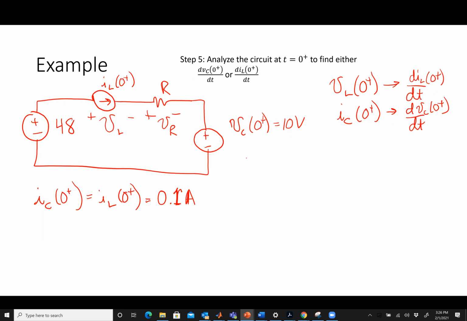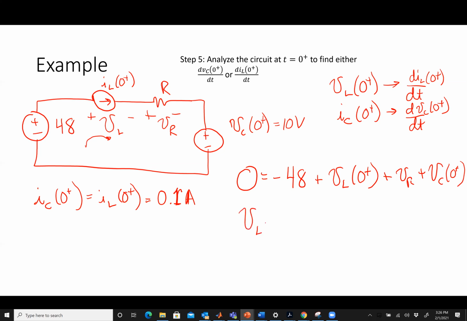KVL, right? So I'm going to do 0 equals, and my KVL I usually do going clockwise. I'm going to say 0 minus 48 plus VL of 0 plus, that's the voltage across this current source, plus V sub R plus V sub C of 0 plus. If I rearrange this, VL of 0 plus equals 48 volts minus V sub R minus V sub C of 0 plus.